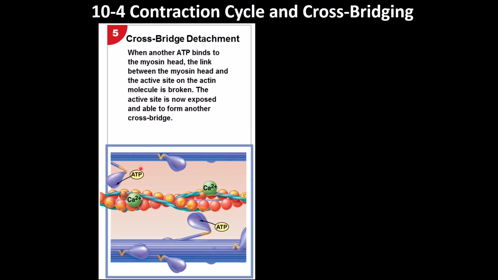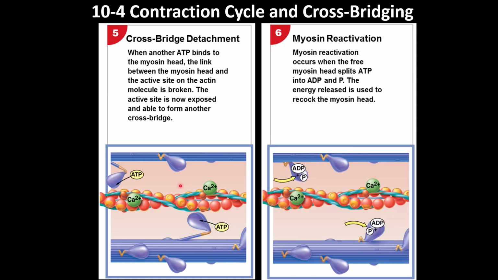Then another ATP molecule comes here and attaches to the myosin head. This attachment will cause detachment of the myosin head from the active site of actin. Now the ATP hydrolyzes again to ADP and phosphate. That will result in the movement of the myosin head back to the way it was.